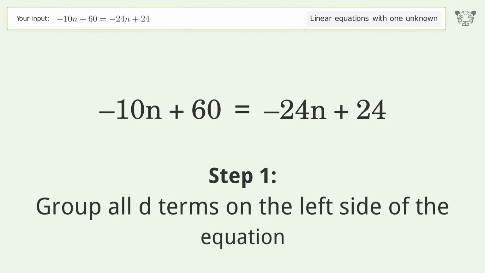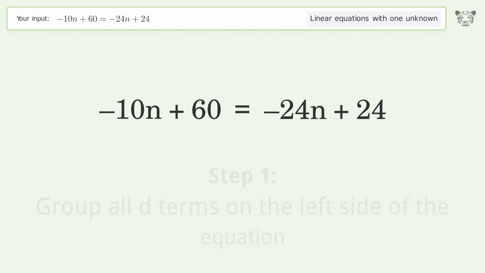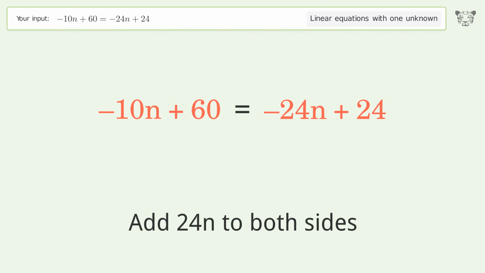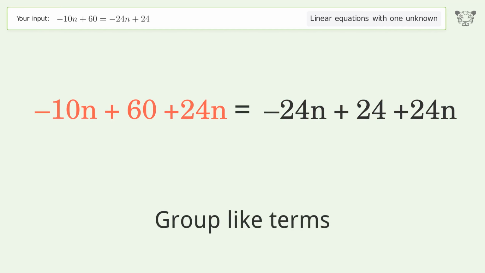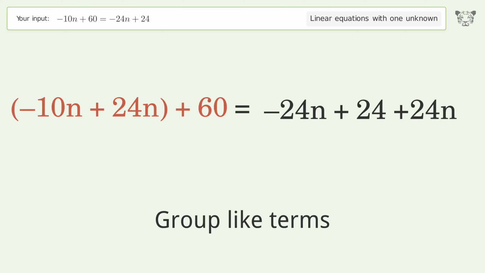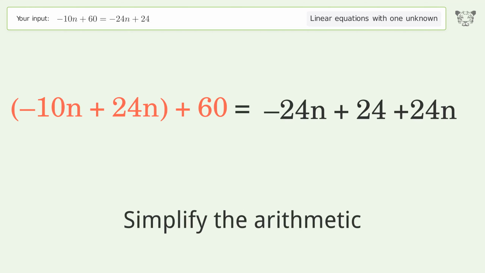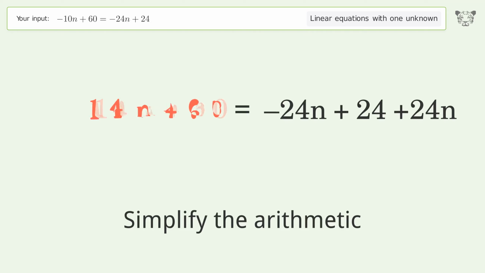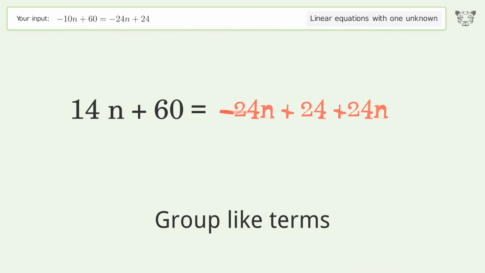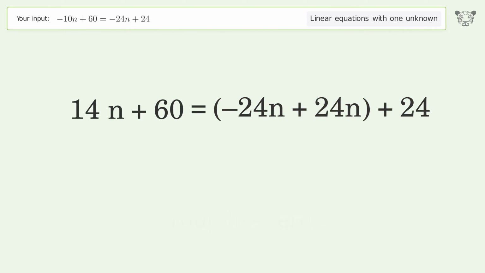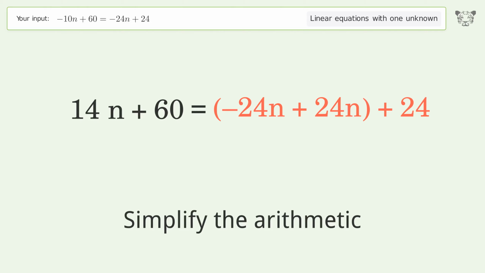Group all d terms on the left side of the equation. Add 24n to both sides. Group like terms. Simplify the arithmetic. Group like terms. Simplify the arithmetic.